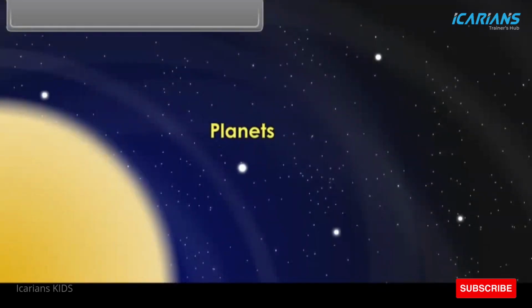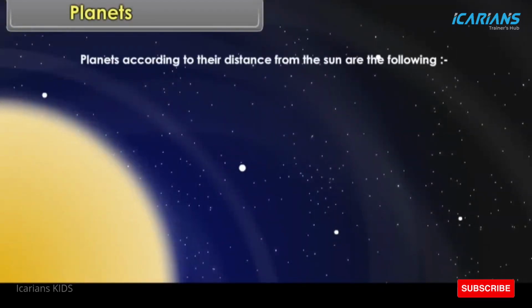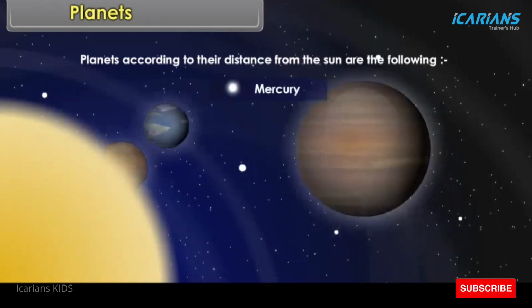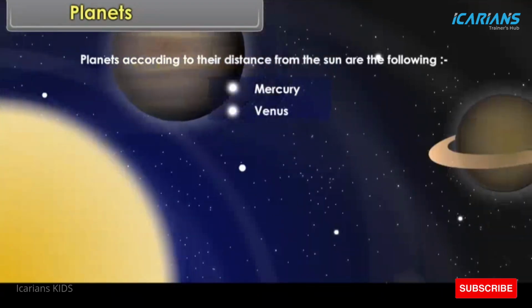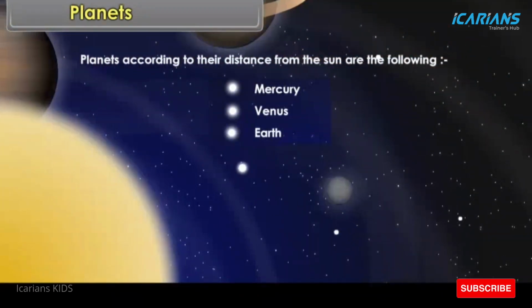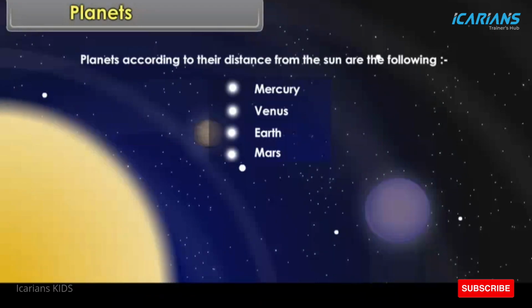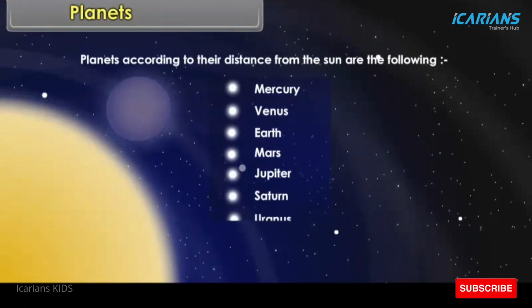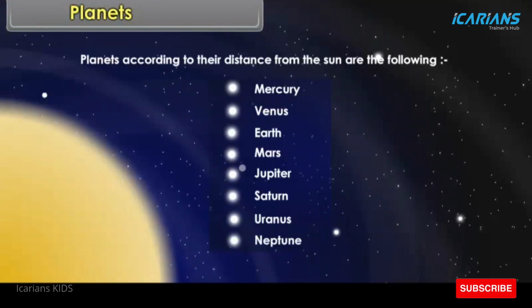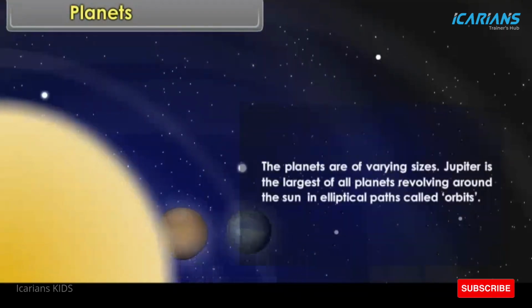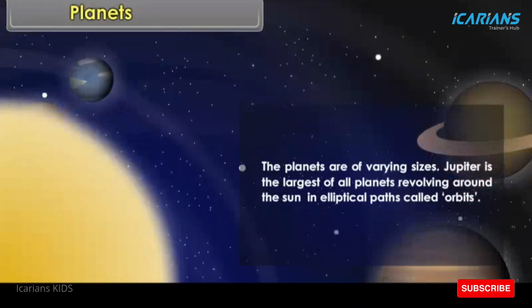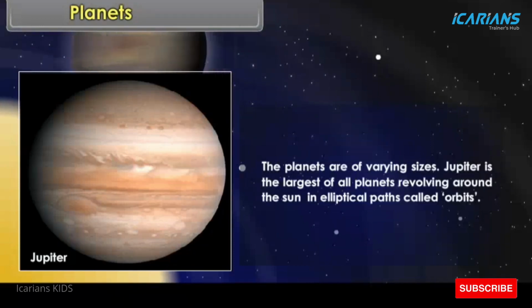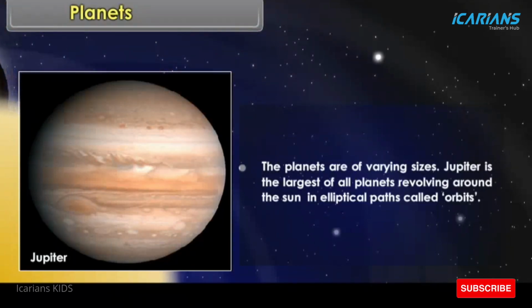Planets. Planets, according to their distance from the Sun, are the following: Mercury, Venus, Earth, Mars, Jupiter, Saturn, Uranus, Neptune. The planets are of varying sizes. Jupiter is the largest of all planets revolving around the Sun in elliptical paths called orbits.